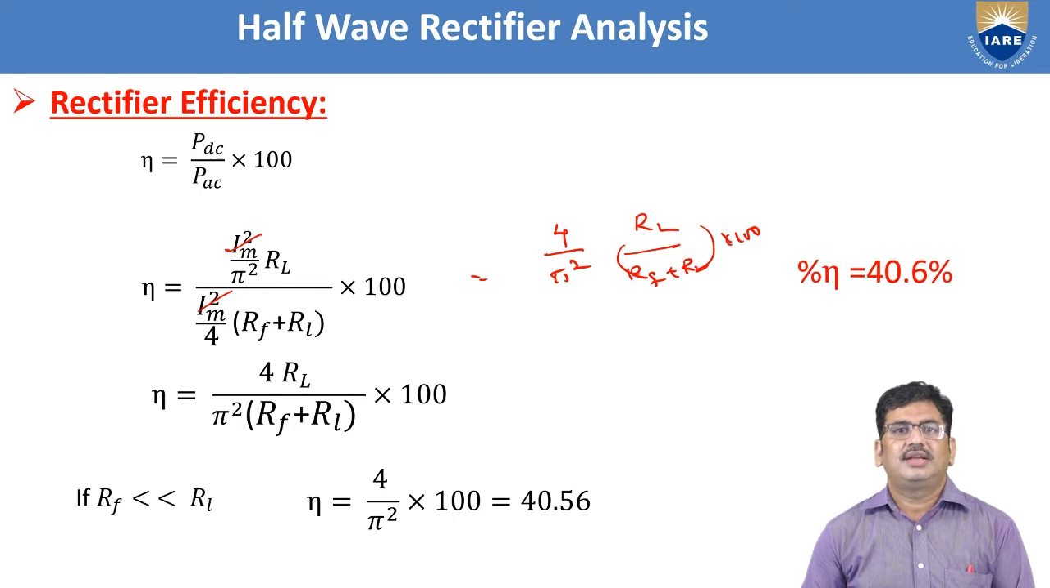So the rectifier efficiency for half-wave rectifier is 40.6%, which indicates that out of 100 units of AC power, 40.6 units of power is converted into DC. The remaining power is wasted.